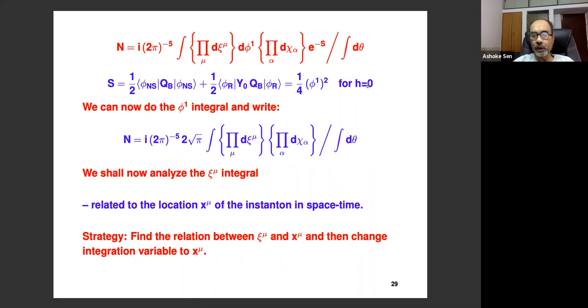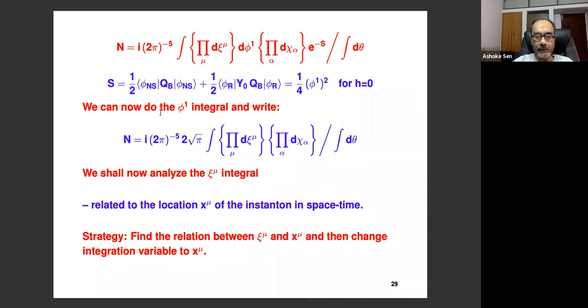In the h goes to 0 limit, as we have seen already, the xi mu dependence should drop out, and the chi alpha dependence should drop out, because g alpha squared was proportional to h, right? The xi mu kinetic term was proportional to h, h xi mu xi mu. So there is no xi mu dependence or chi alpha dependence, but it turns out there is indeed a phi 1 dependence. When you actually evaluate this, QB is a known operator, so you just evaluate this matrix element, and it just gives you 1/4 phi 1 squared. So substitute in S 1/4 phi 1 squared.